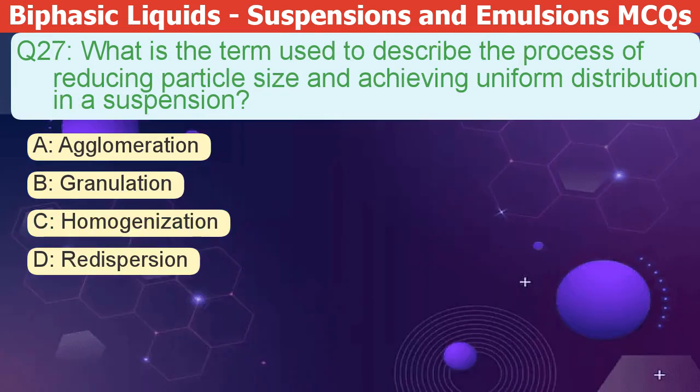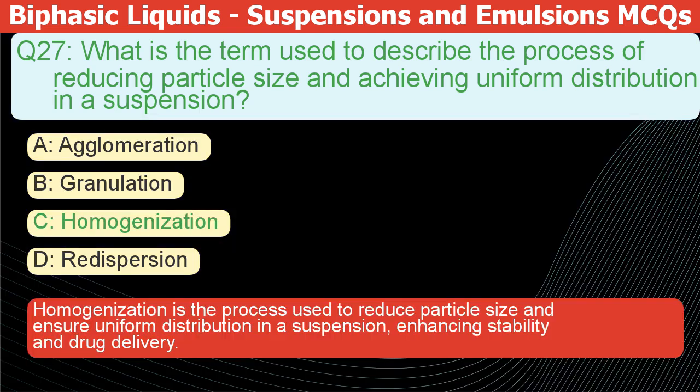What is the term used to describe the process of reducing particle size and achieving uniform distribution in a suspension? A. Agglomeration. B. Granulation. C. Homogenization. D. Redispersion. The correct answer is C. Homogenization is the process used to reduce particle size and ensure uniform distribution in a suspension, enhancing stability and drug delivery.